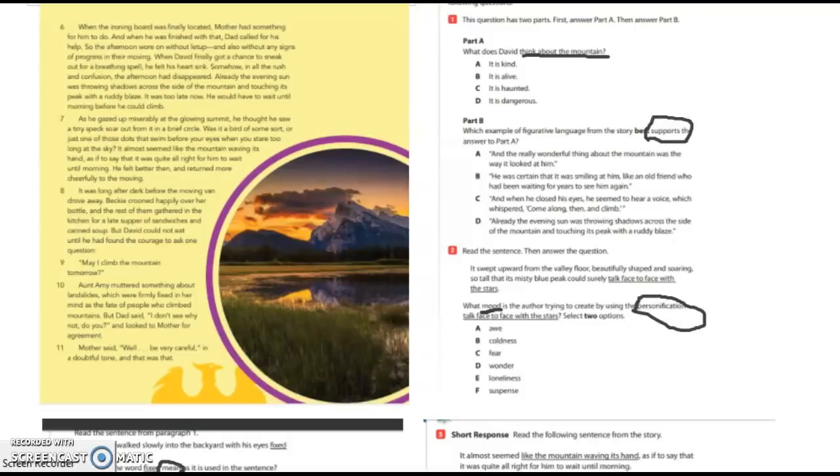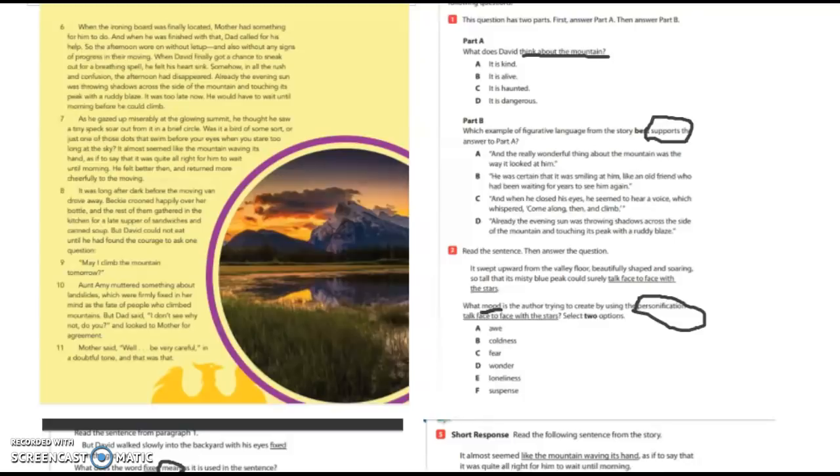Okay, we're going to continue reading. Paragraph 7. As he gazed up miserably at the glowing summit, he thought he saw a tiny speck soar out from it in a brief circle. It was a bird of some sort, or just one of those dots that swim before your eyes when you stare too long at the sky. It almost seemed like the mountain was waving its hand, as if to say it was quite all right for him to wait until morning. He felt better then, and returned more cheerfully to the moving.